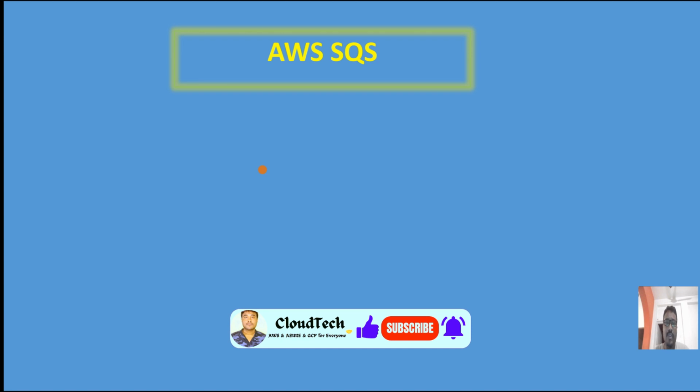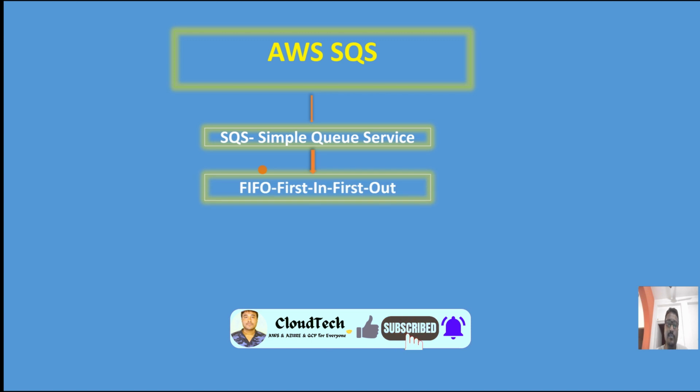Today we'll talk about AWS SQS, the Simple Queue Service. What does it mean? It stands for Simple Queue Service, and it works on a first-in, first-out basis. As it is a queue, it means whoever comes first will be served first.